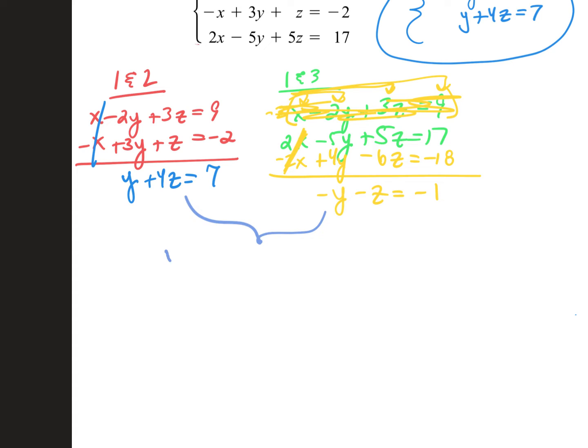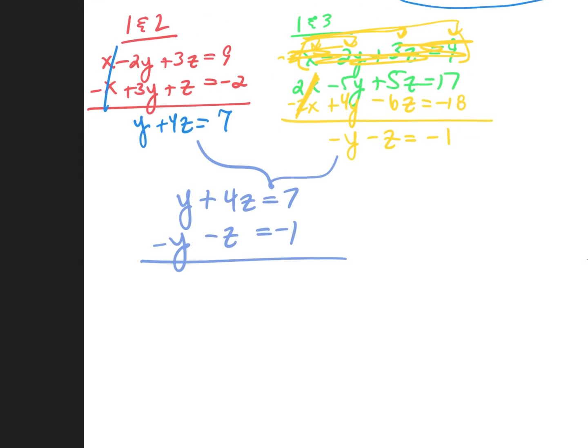So we're going to take my resulting here, y plus 4z equals 7, and my resulting from the other one, negative y minus z equals negative 1, and combine to get your y's to cancel out. So we take 1 and 2, eliminate x's. We take 1 and 3, eliminate x's. Then we take those two, eliminate y's. This is already set up to where we can do that.